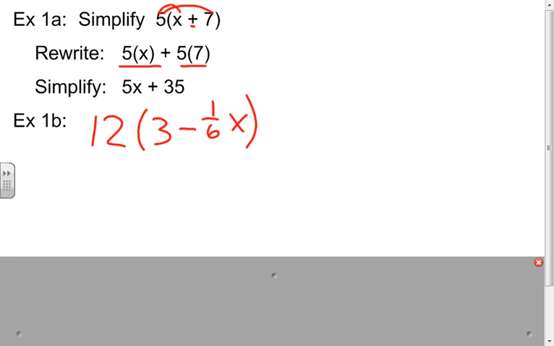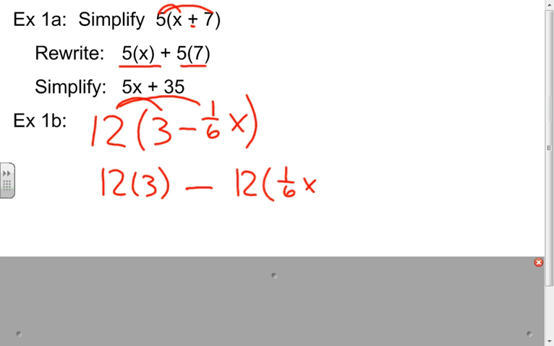So, I take the 12 and I give it to the 3. I take the 12 and I give it to the 1/6 x. So the minus goes in the middle, and then 12 times 1/6 x. So I took the 12 and I gave it to both pieces on the inside. Now I simplify. 12 times 3 is 36.